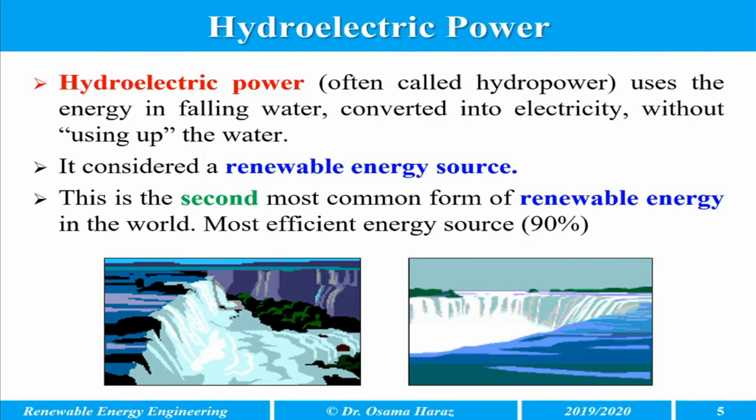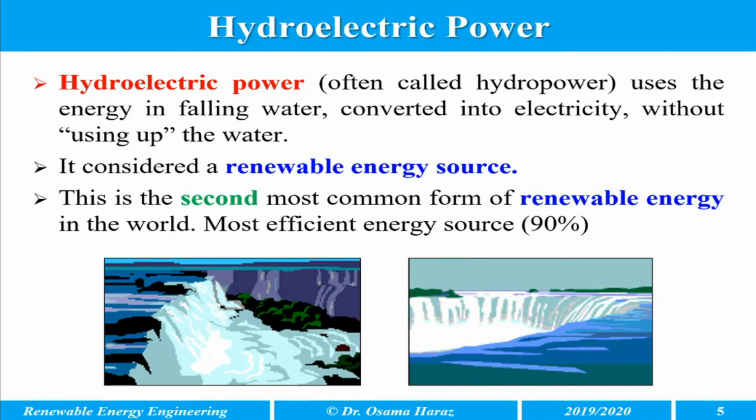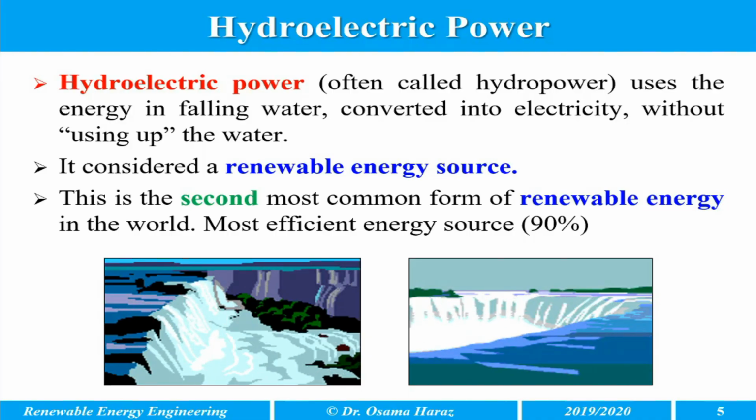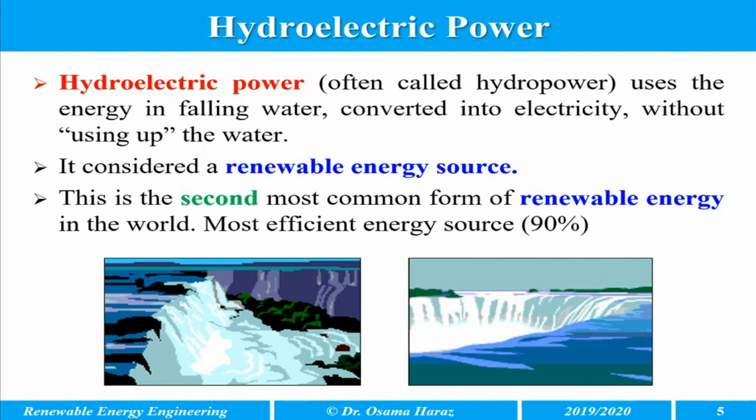This is the introduction to hydropower. So what is the definition of hydropower? What is the meaning of hydropower? Hydroelectric power, often called hydropower, uses the energy in falling water converted into electricity without using up the water.